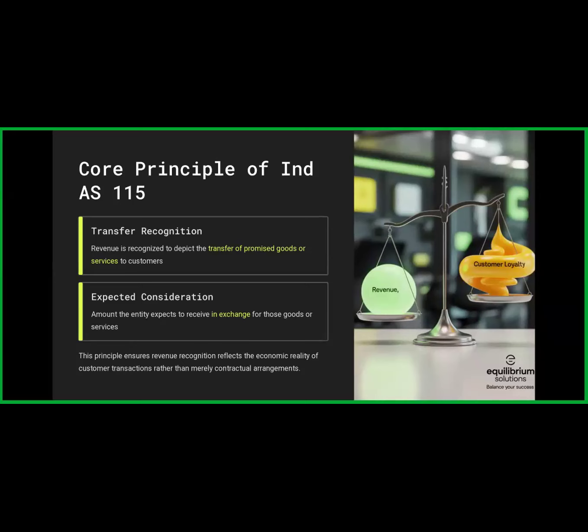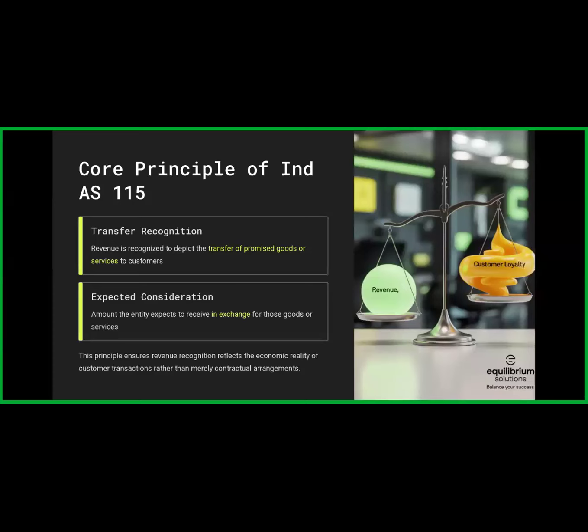So when any organization or company generates revenue, when the company sells the goods or services which they are producing in their plant or in their process. So in AS 115, the revenue guidelines cover two things. They provide the guidelines, that is the transfer of promised goods or services.